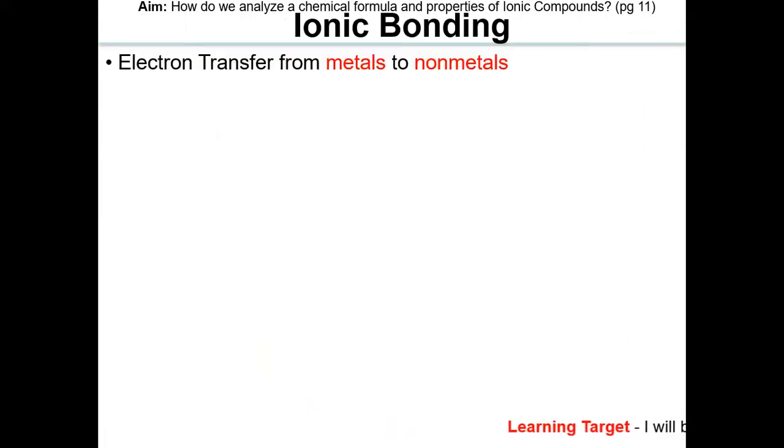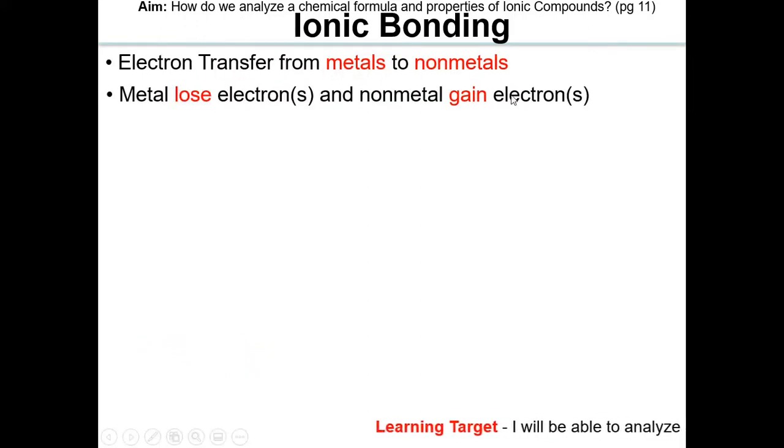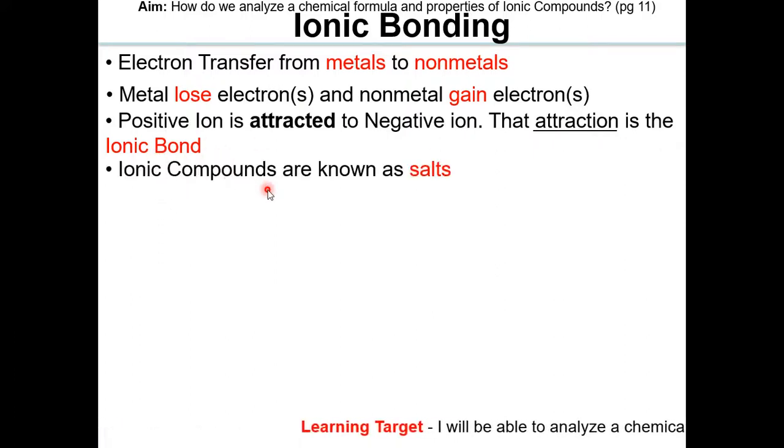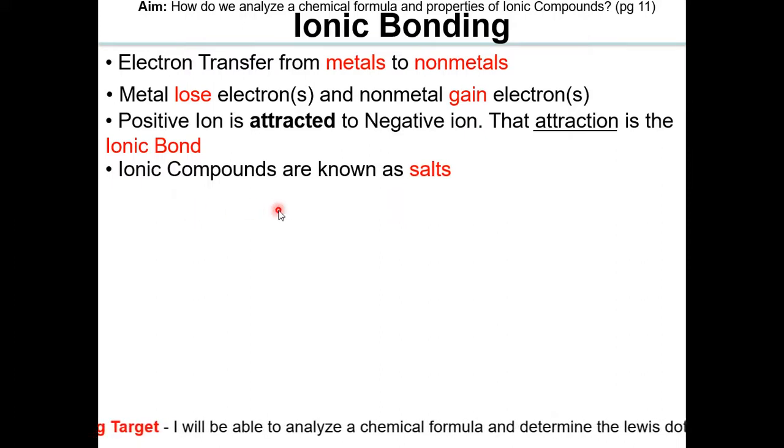To summarize, ionic bonding is the electron transfer from metals to nonmetals. Metals tend to lose electrons, becoming positive ions, while nonmetals gain electrons, becoming negative ions. The positive and negative ions are attracted to each other, and that attraction is the ionic bond. Ionic compounds are considered salts. These two terms mean the same thing. All ionic compounds are salts. All salts are ionic compounds.